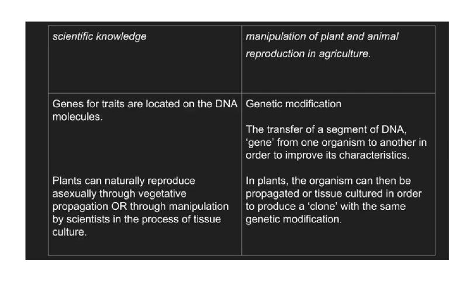The scientific knowledge that allowed genetic modification to occur is that genes for traits are located on the DNA molecules. As well as that, the scientific knowledge involved in cloning genetically modified organisms is that they naturally reproduce through asexual reproduction, such as vegetative propagation, or can be done artificially through the manipulation by scientists in the process of tissue culture.